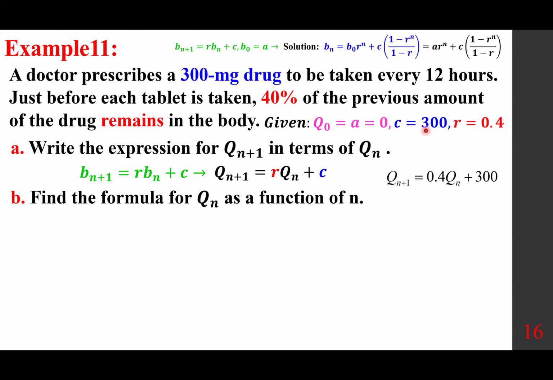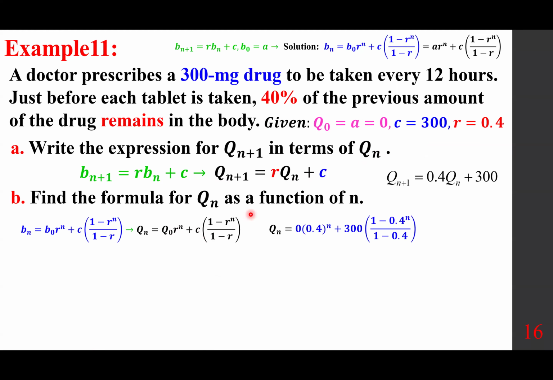Find the formula for Q sub n. We're going to write the formula for B sub n and change the B to Q. Now, again, going back to the given, replace, of course, Q sub 0 is 0, so it doesn't change anything. Lowercase c is 300 and R is 0.4. Therefore, we're going to write this is 0. This is 0.6. Put it underneath 300. 3,000 over 6 is 500.